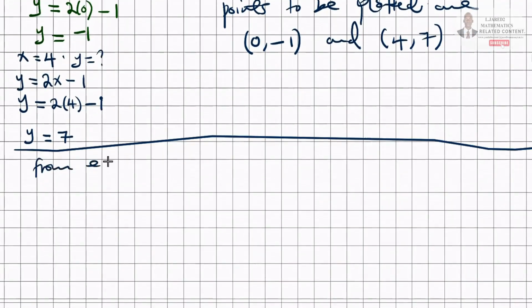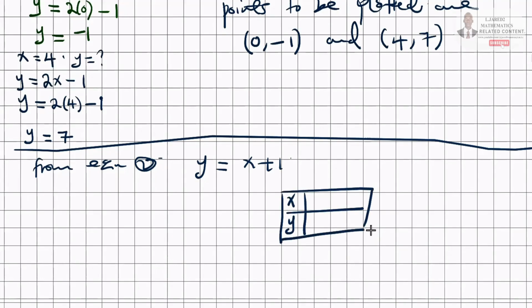From equation 2, which is y equals x plus 1, we also want some values of y for corresponding values of x. So for x equals, maybe, 2, what is our y? For x equals 2, what is our y value equal to?